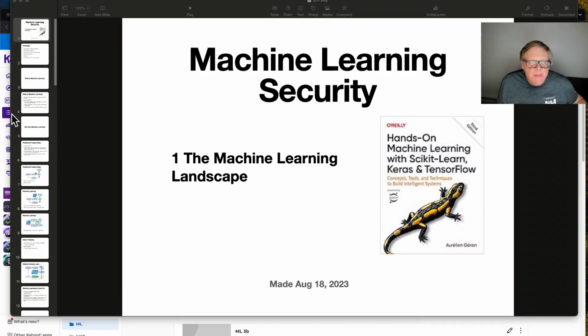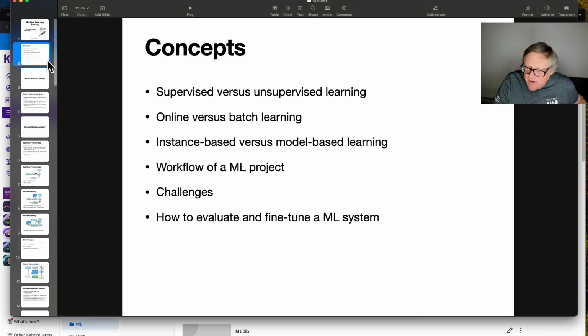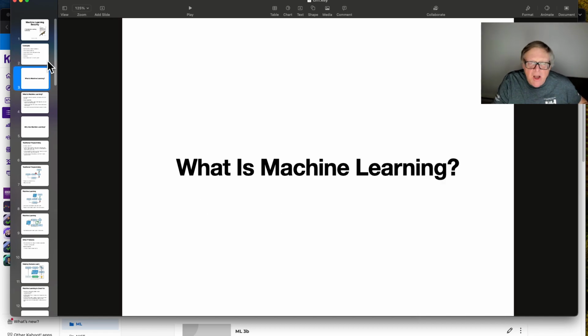All right, so let's talk about the first chapter in this book, Machine Learning Landscape. We already covered a little bit of it in the previous thing. We're going to talk about types of machine learning models to set up.